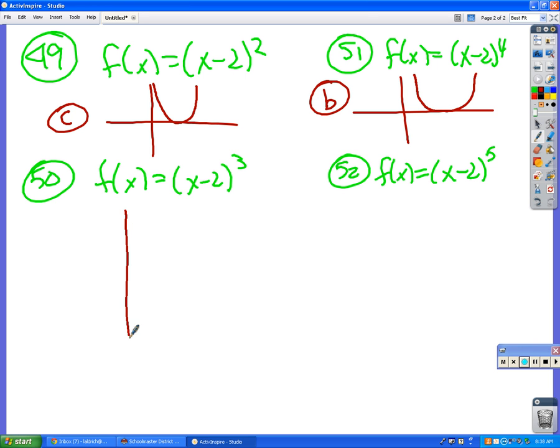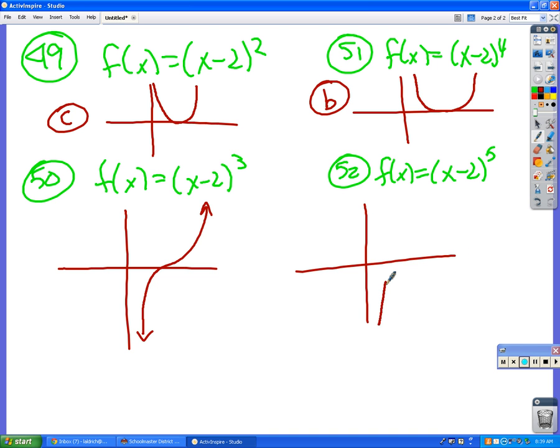Same thing with 50 and 52. They're both going to cross at 2, but since this is cubed, it's going to cross like a regular x cubed function. Since this is to the fifth, it's going to cross like a kind of fat cube function. That's a little bit harder to tell, isn't it? That means that 50 is going to be D and 52 is going to be A. Okay?